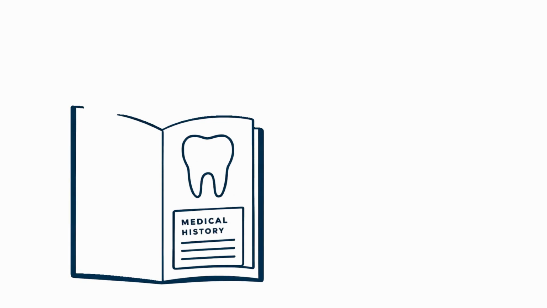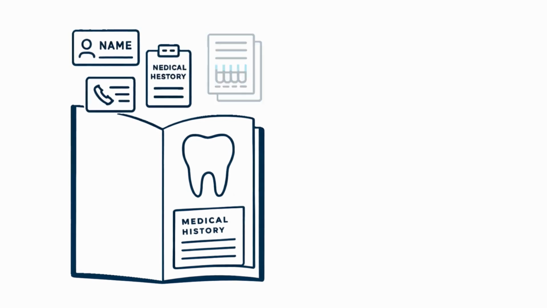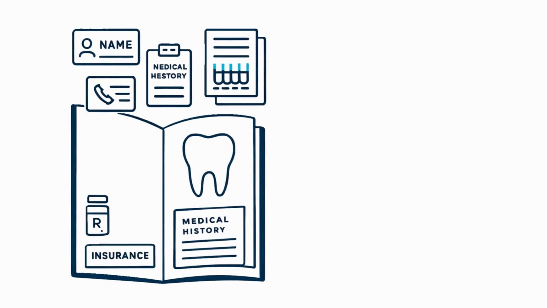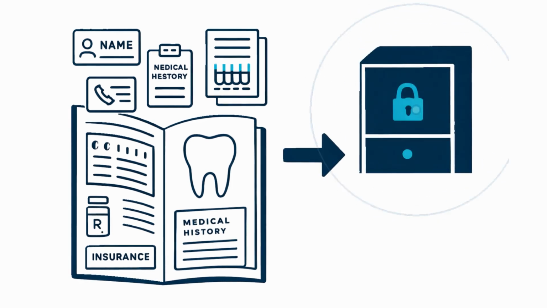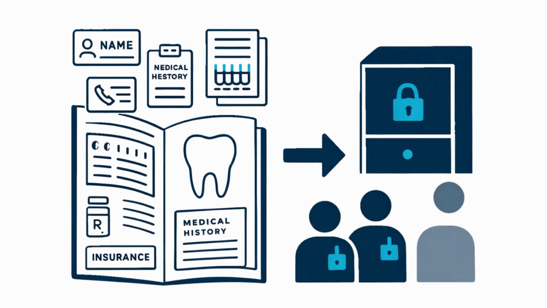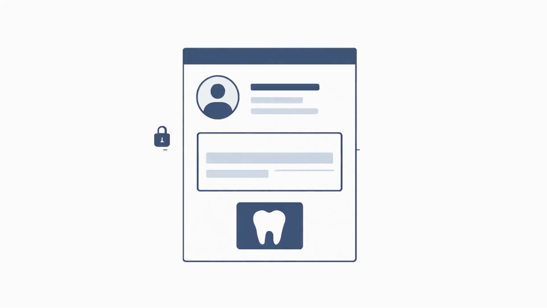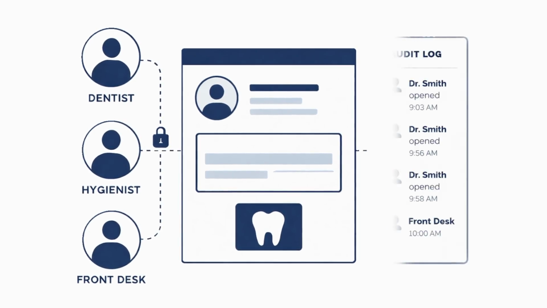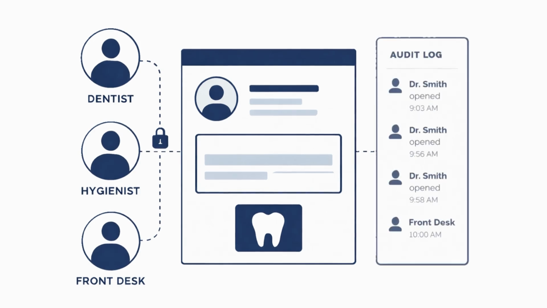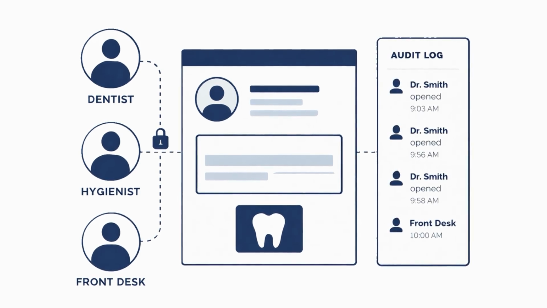Start with records. Dental records are full of protected health information, or PHI. That includes names, contact details, medical history, periodontal charting, prescriptions, insurance data, and clinical notes. Paper records should be locked up and limited to people who truly need them. Electronic records need role-based access, so a team member only sees what their job requires. They also need audit trails, which simply means a record of who opened what and when.